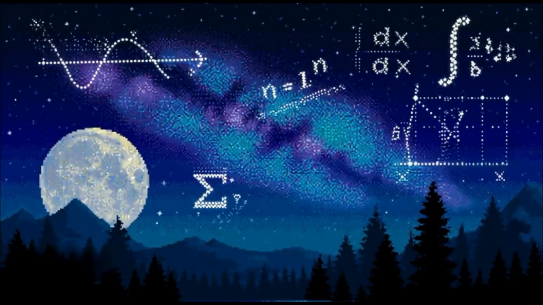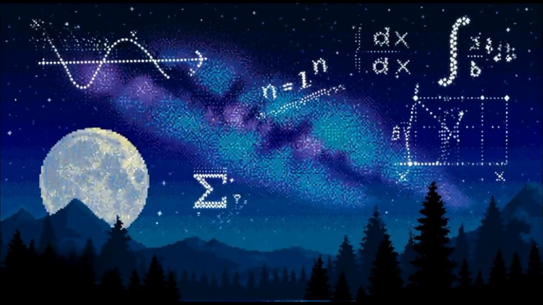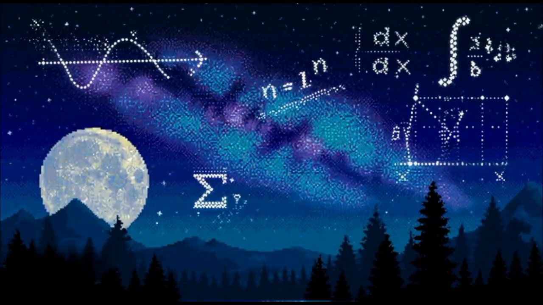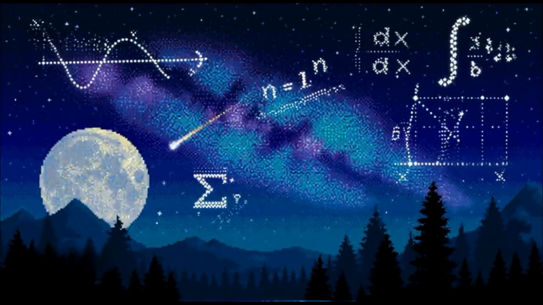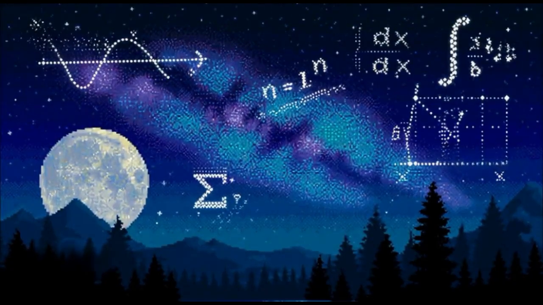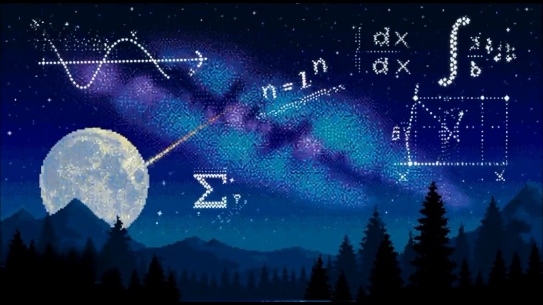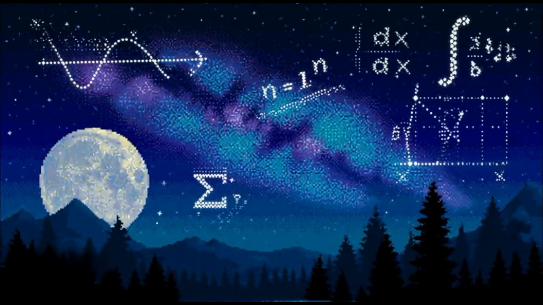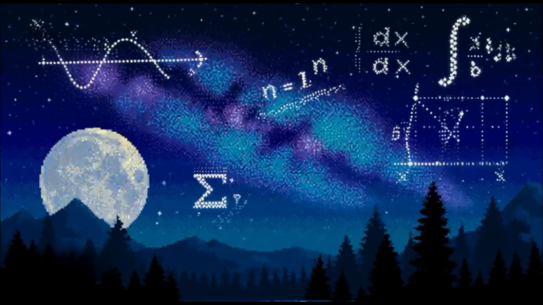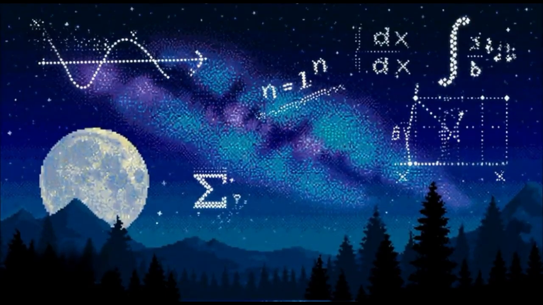L'Hopital's rule is a powerful technique for evaluating limits that give indeterminate forms, like 0 over 0 or infinity over infinity. If the limit as x approaches a of f of x over g of x gives 0 over 0 or infinity over infinity, then this limit equals the limit as x approaches a of f prime of x over g prime of x, provided this second limit exists. For example, consider the limit as x approaches 0 of sin x over x. Direct substitution gives 0 over 0.